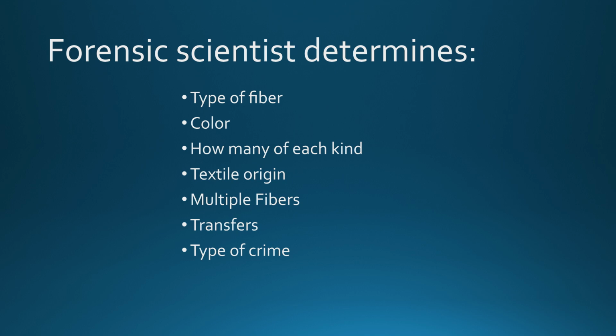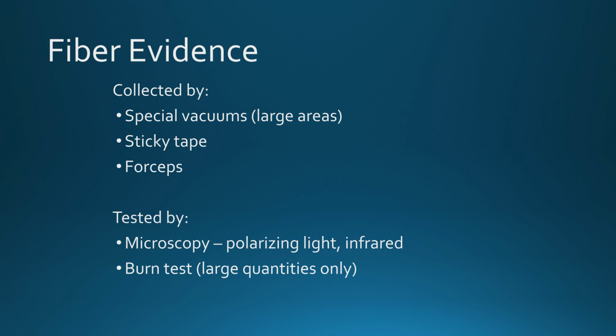A forensic scientist determines the type, color, quantity, textile origin, number of transfers, and type of crime based on fiber evidence. Fiber evidence is collected using special vacuums for large areas, sticky tape, or forceps. It is tested through microscopy, using polarizing light and infrared, and sometimes by a burn test for large quantities.